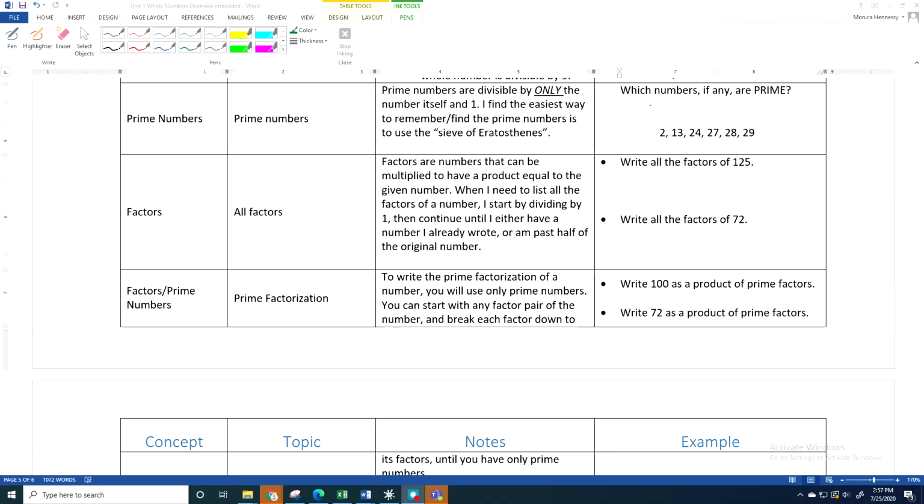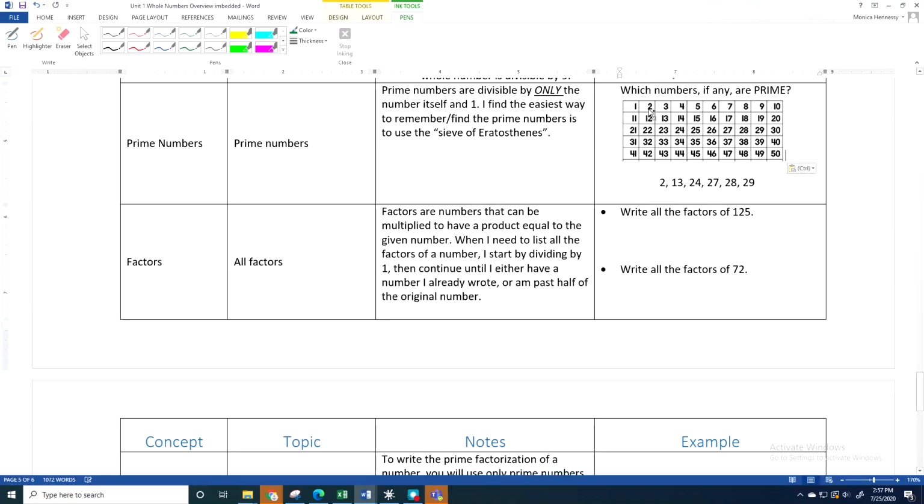So I have a little trick that I use for finding my prime numbers. I actually don't memorize them. I really work with my factors and my multiples. So it's called the sieve of Eratosthenes, and it starts with using a number chart. It could be a hundreds chart or smaller. I'm just going to go up to 50 because my numbers are all below 50.